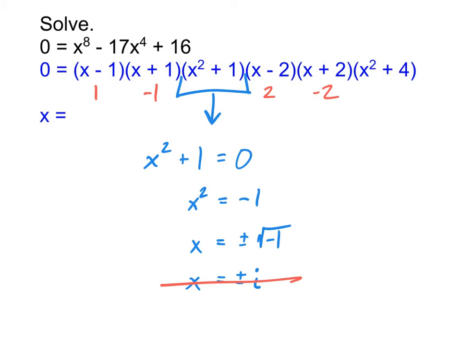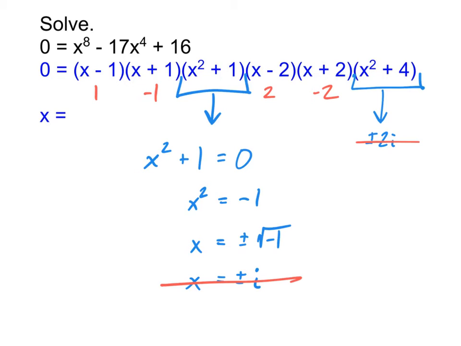And so the same thing is going to happen with the x squared plus 4 over here. That would also give an imaginary solution, plus or minus 2i if you're playing at home. But we don't need to give that. We only need to give the real solutions. So I'm going to ignore those.